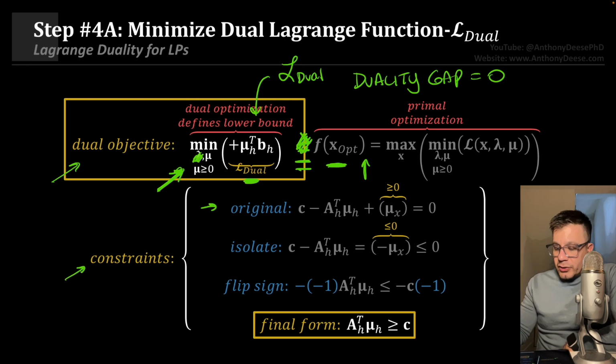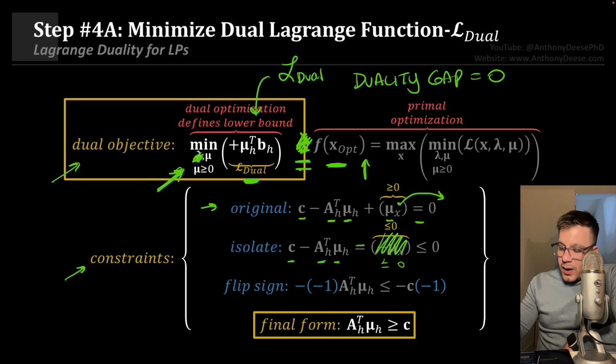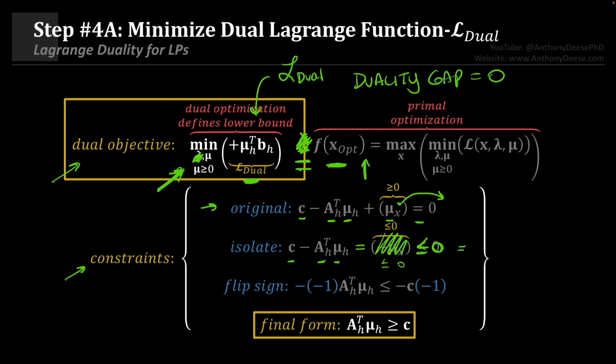Up here we have our original constraint, where we saw that C minus A sub H transpose times mu sub H plus mu sub X is equal to 0. What I did was take this term and move it over to the other side of the equation. So we end up with C minus A mu is equal to a value that's less than or equal to 0. What we do here, which may seem a little bit funny, is we get rid of this and replace the equality with a less than or equal to 0. This is essentially the same as saying it's equal to negative mu sub x, but we're not going to consider that moving forward. And that's fine, because we're replacing the equality with the inequality.